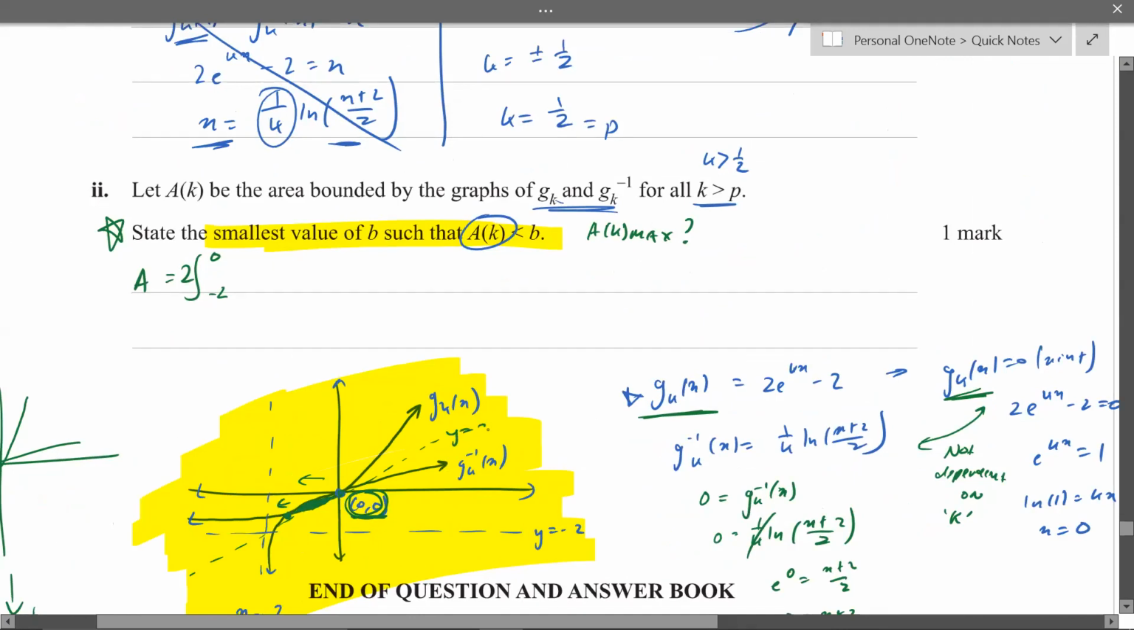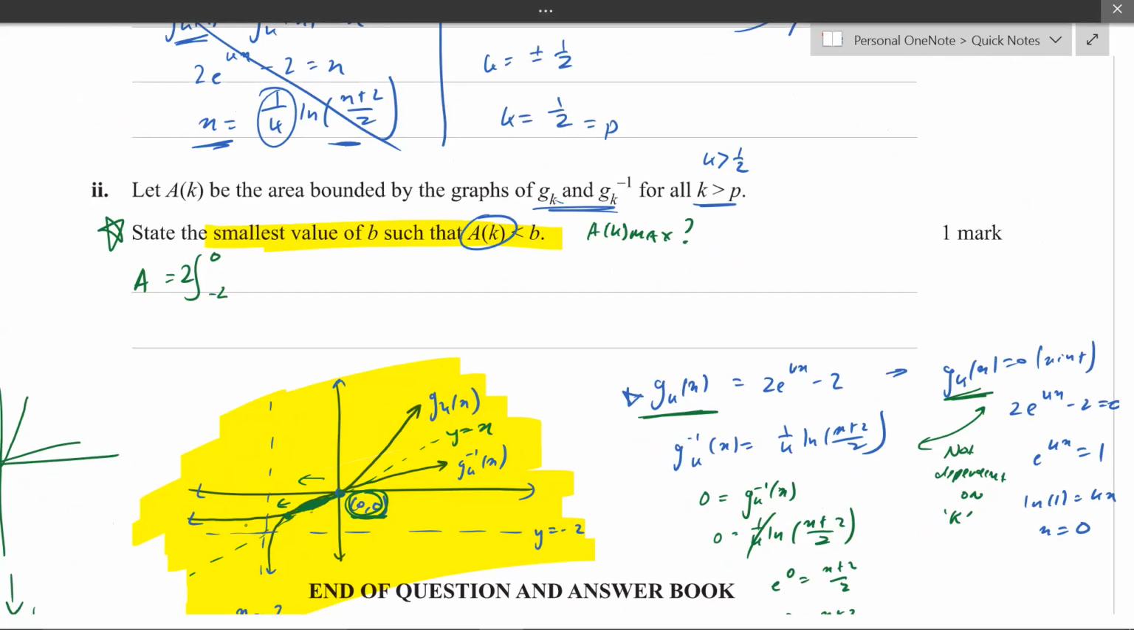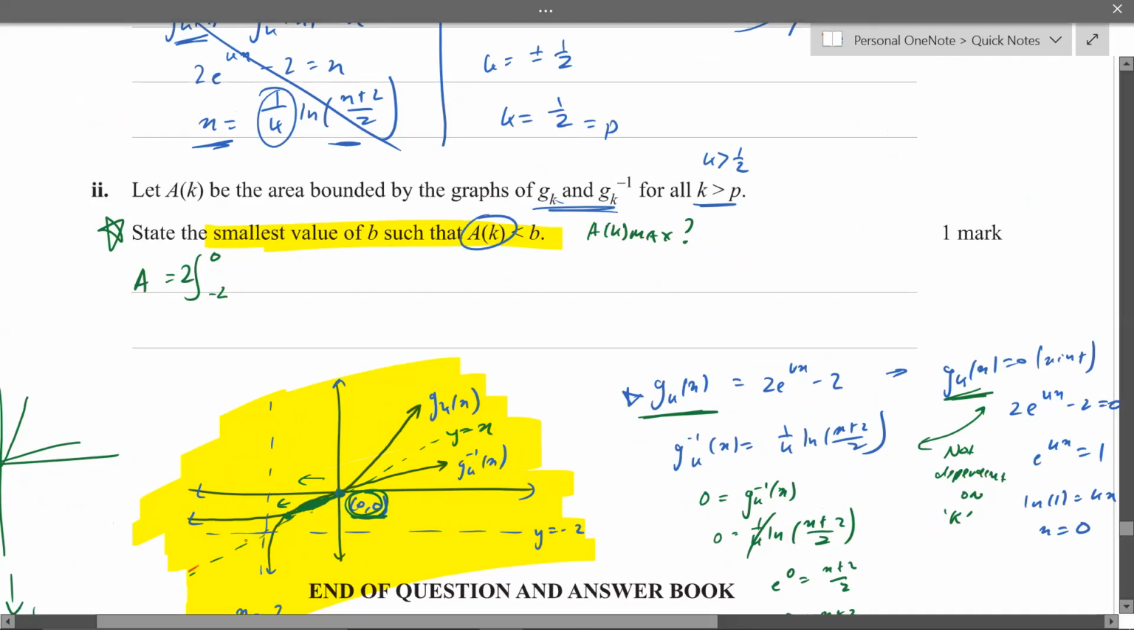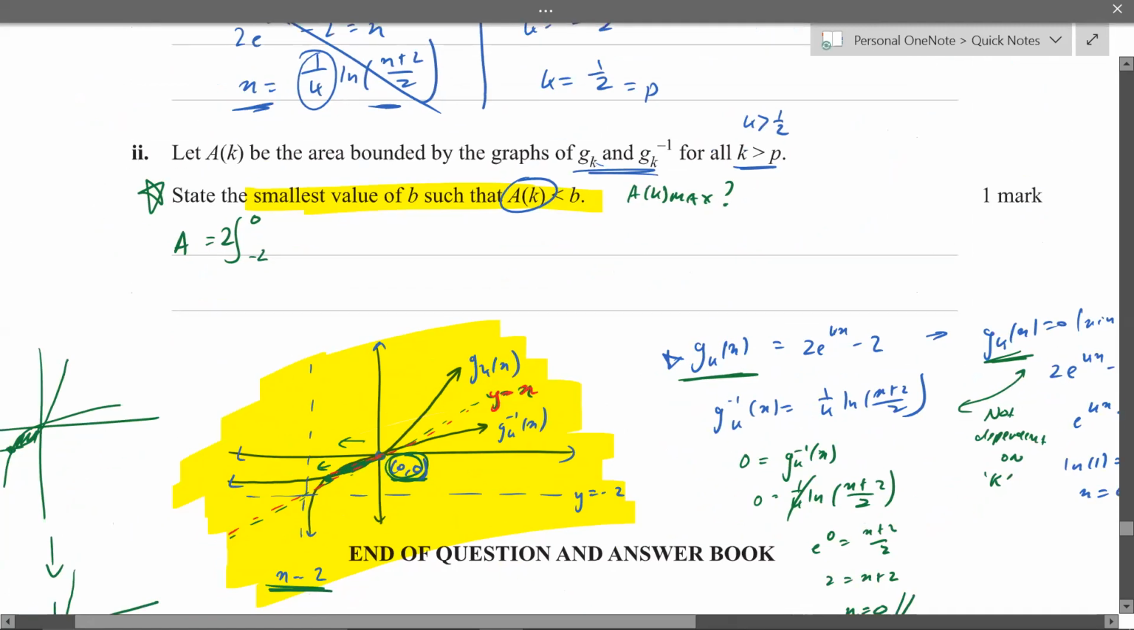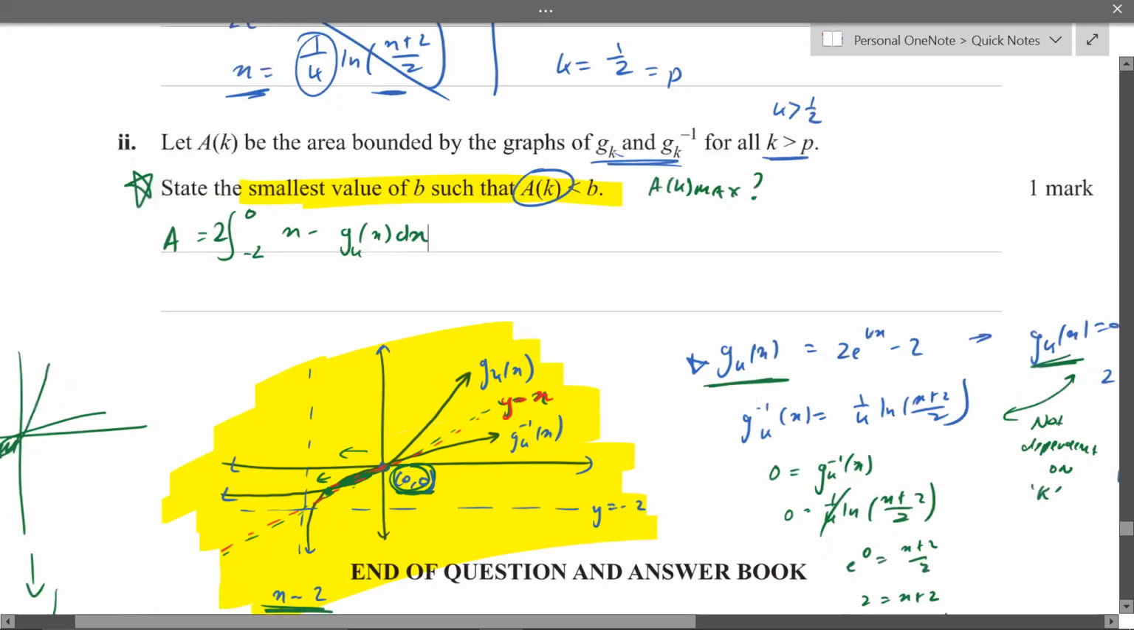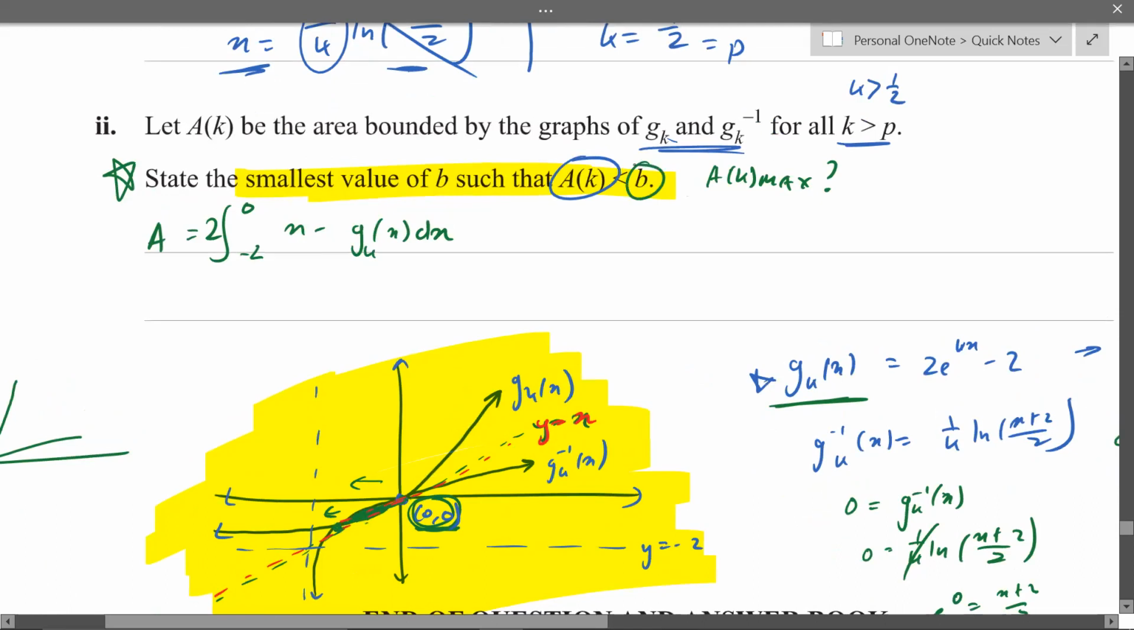y equals x, so, I'll just draw that in a different color. Didn't really help, but y equals x. So area is twice the area that is x minus g_k of x, dx. So you're almost there with this question. You have the integral. Now all you have to do is solve it to find the maximum value of A_k, which is b.